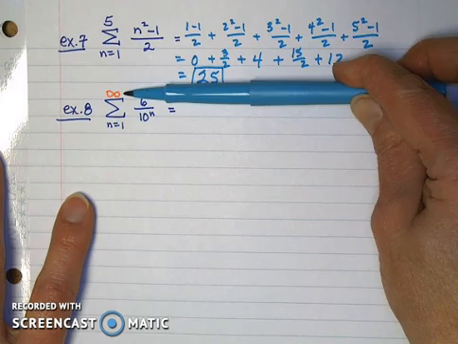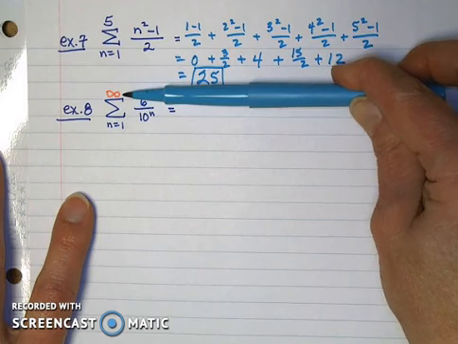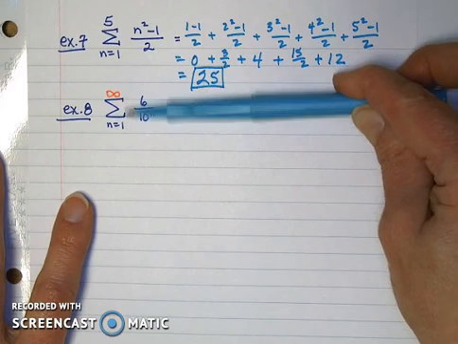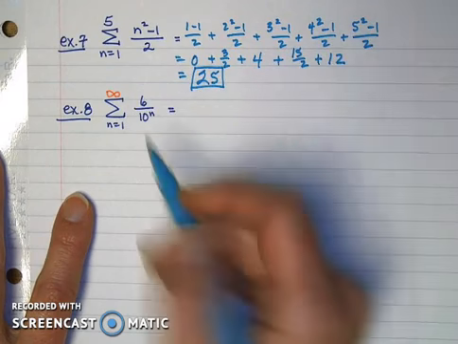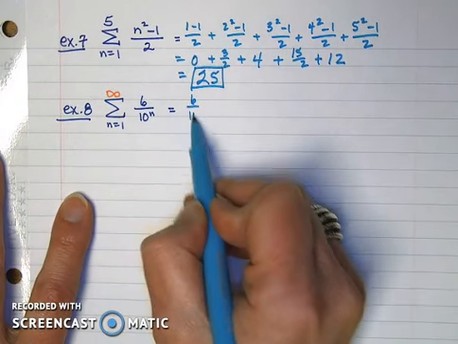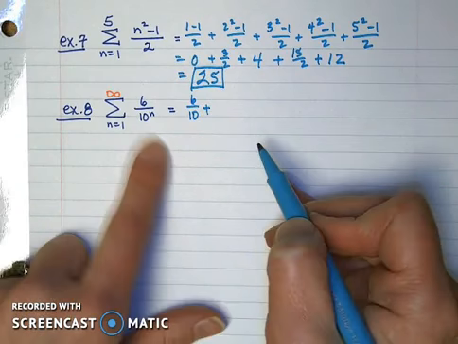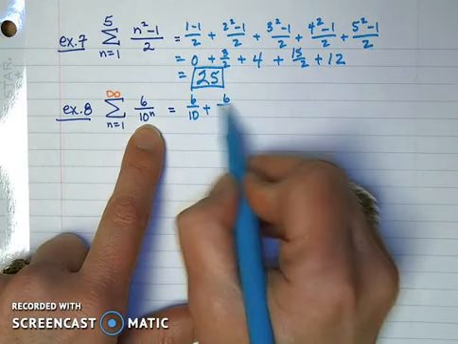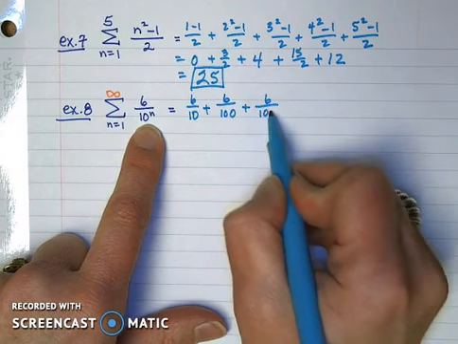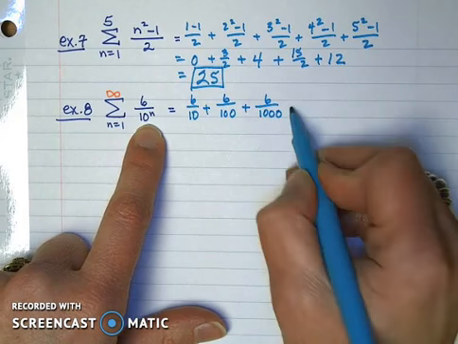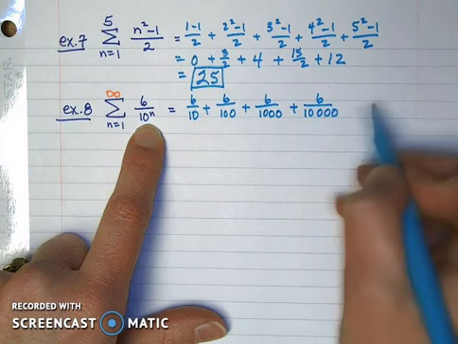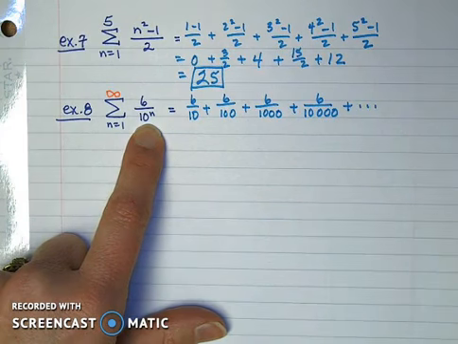You say, well, Ms. Reams, how can I go to infinity? How am I going to know what's happening? All right, well, let's look at the pattern. If I plug in 1 here, that's going to give me 6 over 10. Plus, if I plug in 2, that's going to give me 6 over 100. If I plug in 3, I think you get the idea, 6 over 1,000. Let's do one more. 6 over 10,000. And I'm just going to put dot, dot, dot, because I know it keeps on going.